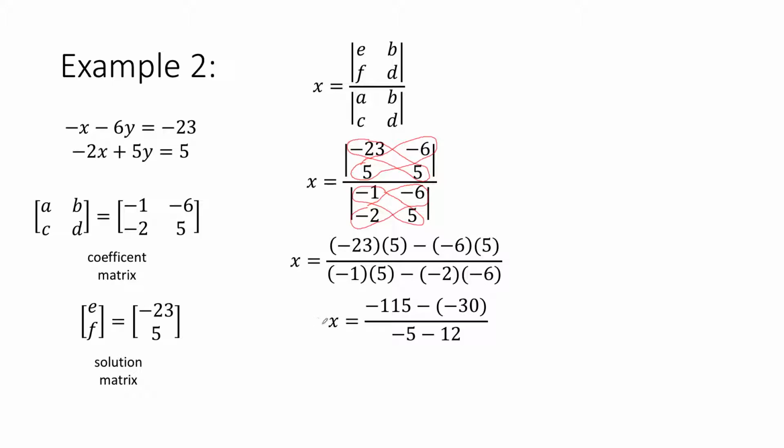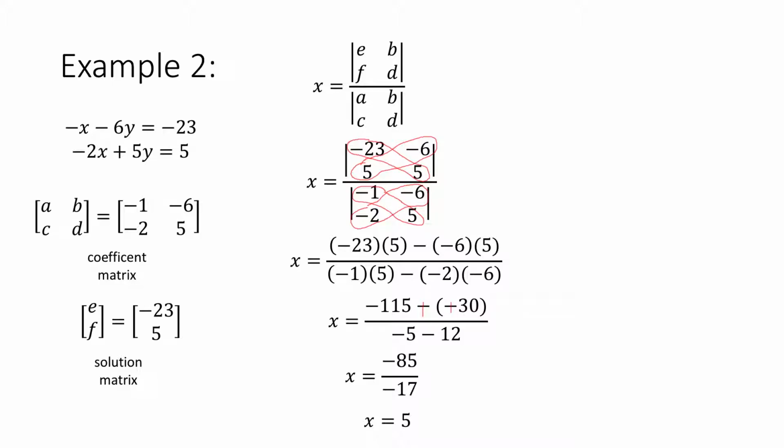All right, so now I simplify some more. Negative 115 minus negative 30. So remember, a negative times a negative becomes a positive. So this becomes negative 115 plus 30. All right, so negative 115 plus 30 is negative 85. And then negative 5 minus 12 becomes negative 17. All right, the last thing to do is to divide negative 85 by negative 17, and we get positive 5. So now we have our X value.